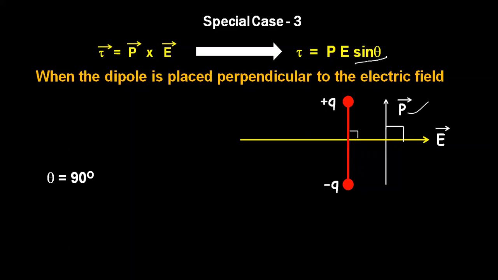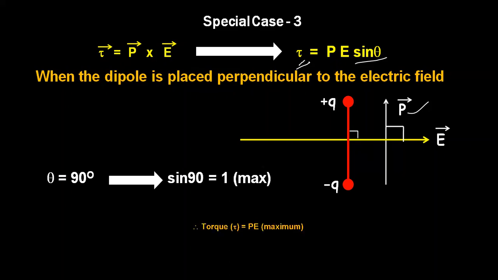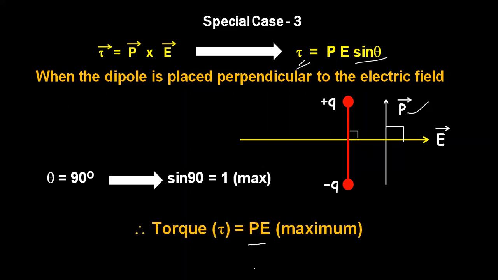And you know sin 90, instead of theta, if I put 90 here, sin 90 is 1. And you know sin 90 is maximum. So when P into E is multiplied by the maximum value, the resultant will be maximum. Thus sin 90 is 1 and it's maximum. So torque acting on the dipole will be P into E. Sin 90 is 1, it goes off. So P into E, and this happens to be maximum because sin 90 is maximum.